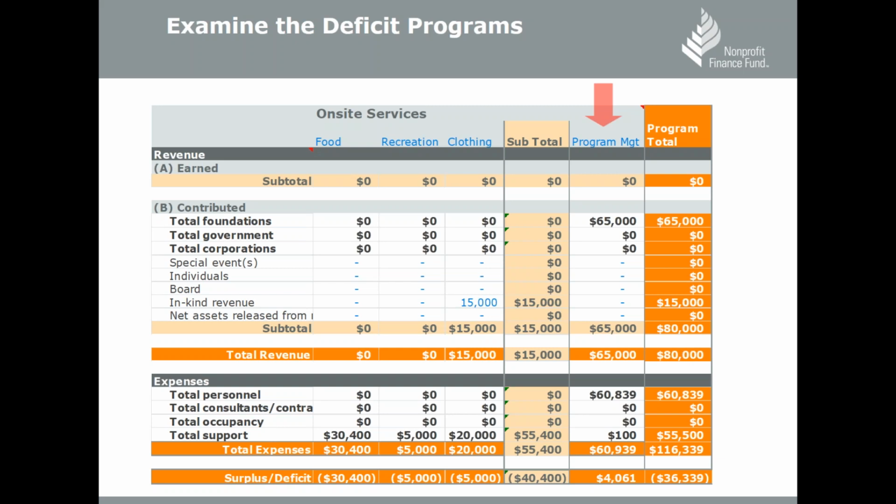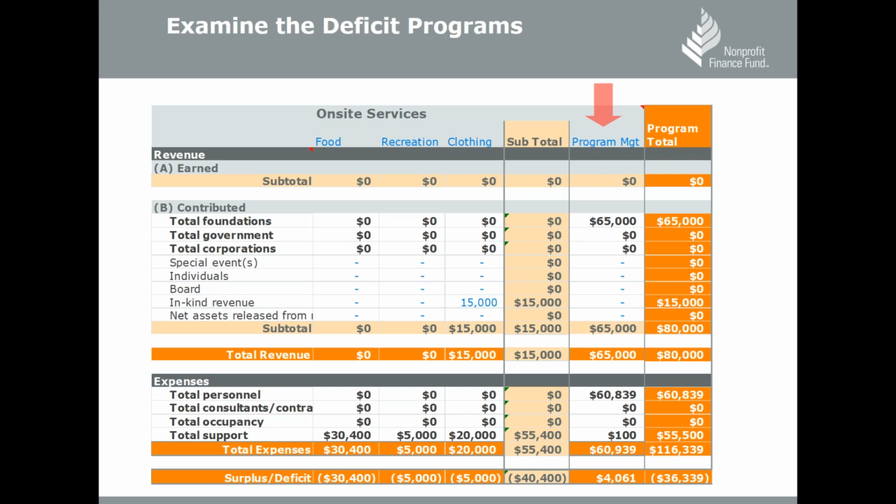Now let's move on to the subprograms. They have food, recreation, and clothing that you can see at the top. While all programs appear to have high mission alignment, the food program was the first of all services to be offered and continues to be one of the organization's core programs despite producing a $30,000 deficit. Management and board agree that this mission-critical program needs to stay.